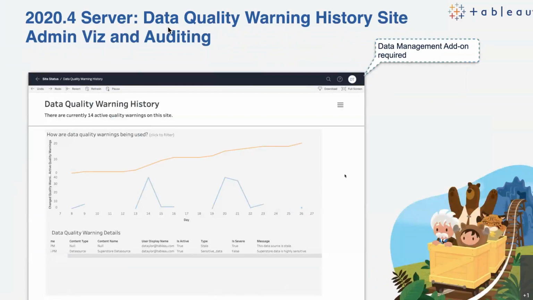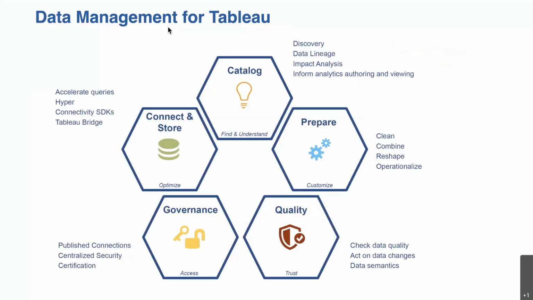Let me talk a little bit about data quality warning. Now a site admin or server admin view is available for us. Let's double click more on the data quality. Tableau has been investing pretty heavily in the last couple of years on the data management side. Not only has Tableau been working on Tableau Prep and making flows better, Tableau lineage is completely available, which is nice.